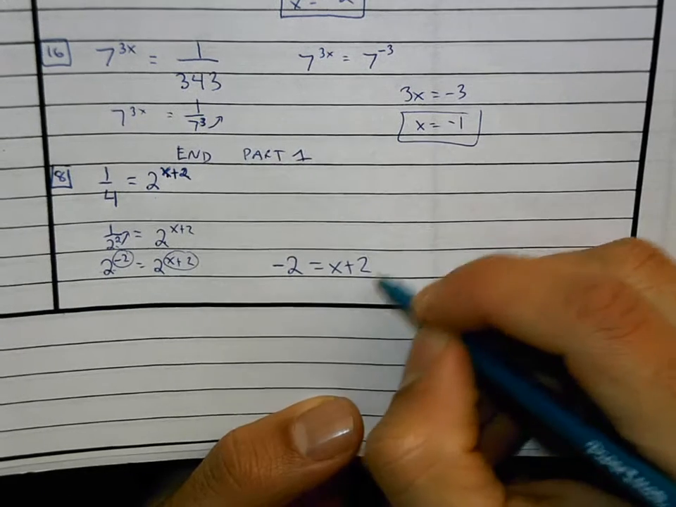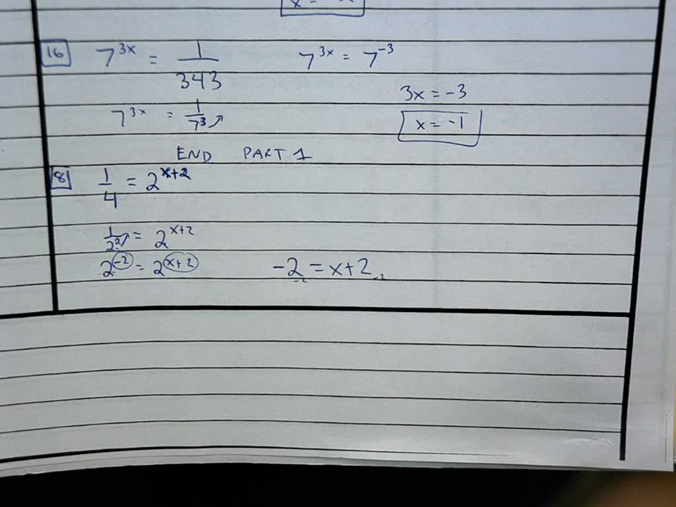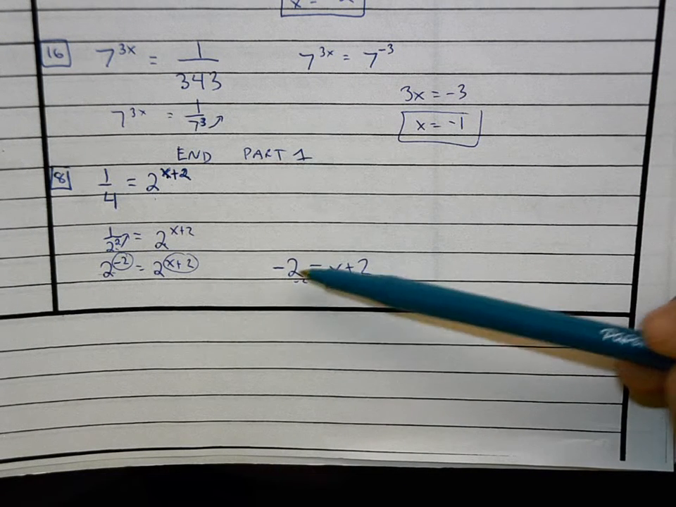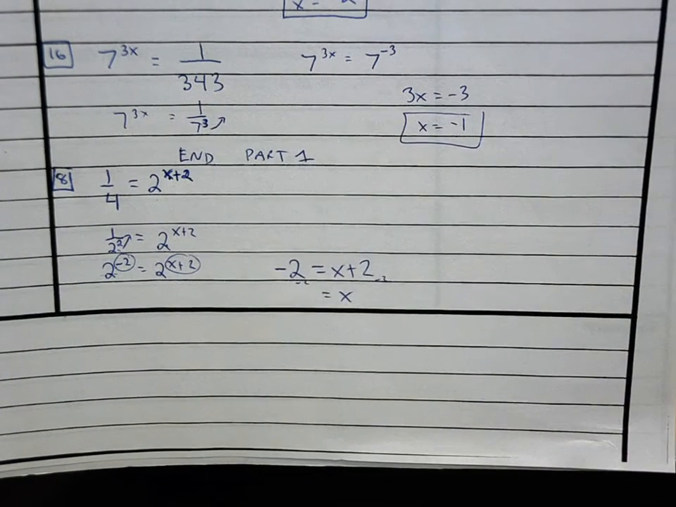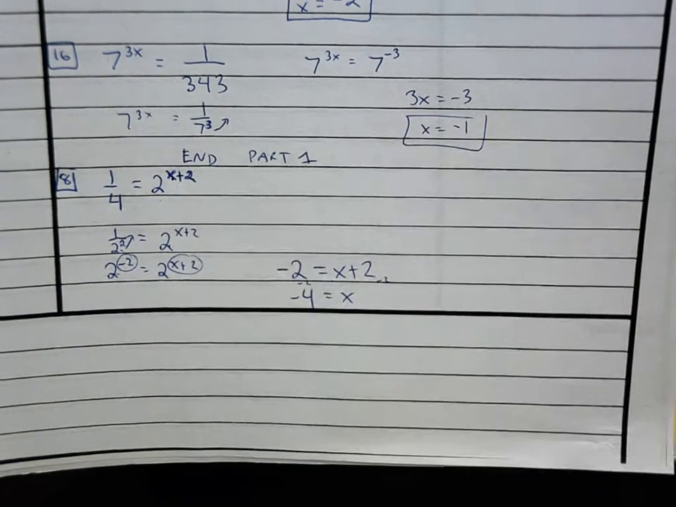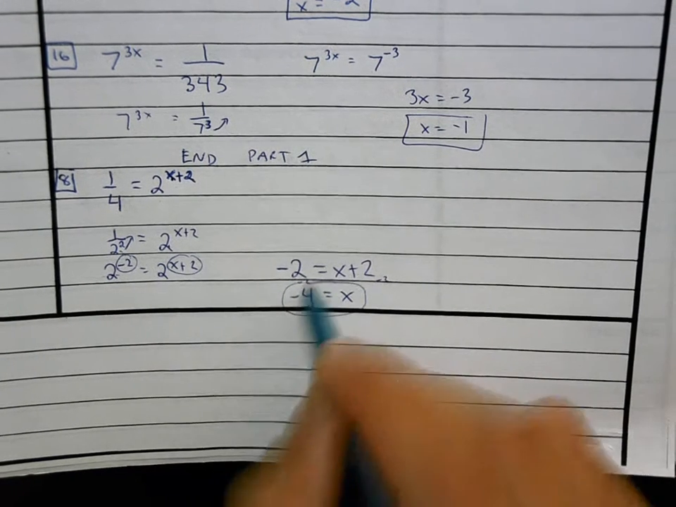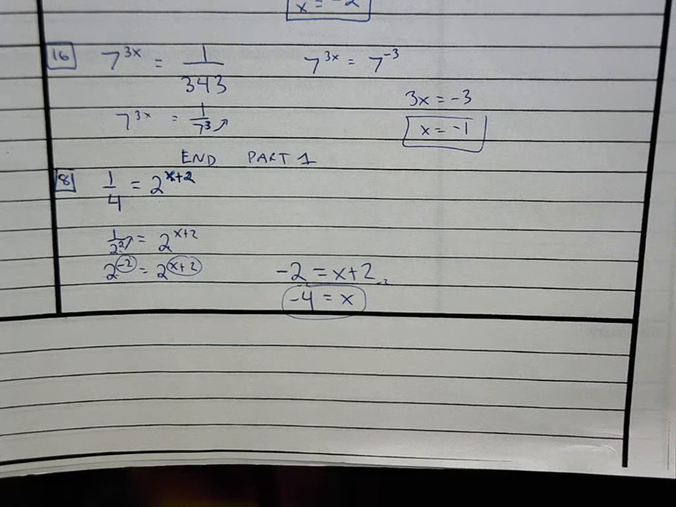I'm going to subtract 2 on this side and subtract 2 on this side. If you are not good with negatives and positives, punch this into your calculator. Negative 2 and negative 2 makes? Negative 4. And that's what your answer is. Your answer is x equals negative 4. Pretty simple?